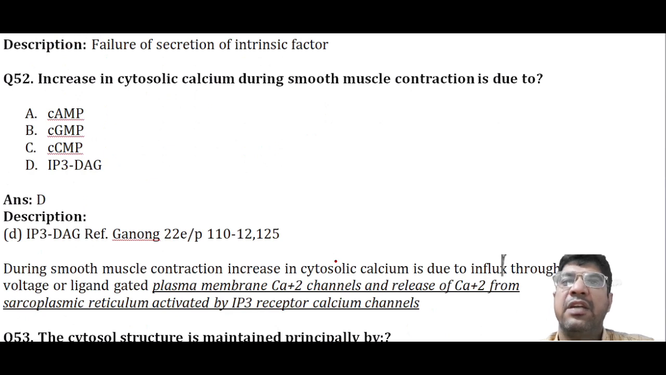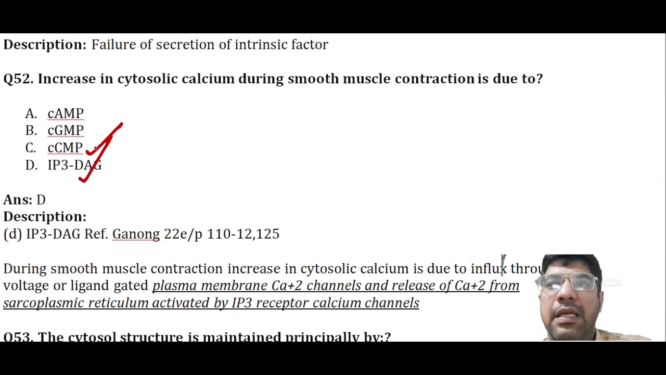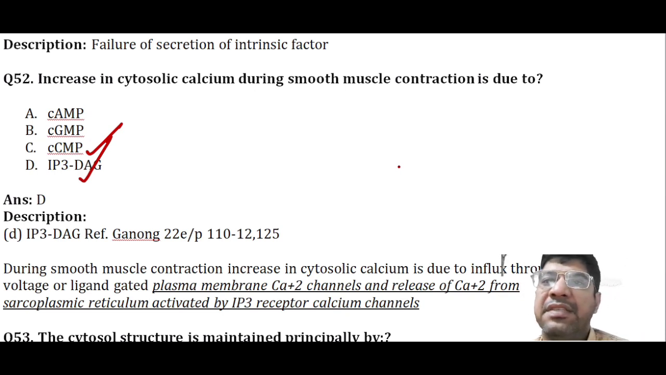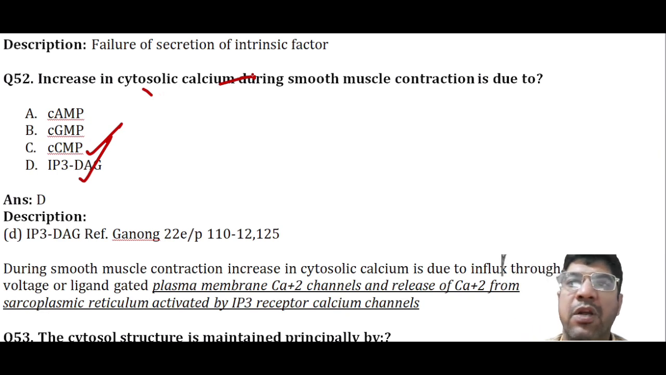Increase in the cytosolic calcium during smooth muscle contraction is due to IP3 and DAG, that is inositol triphosphate and diacylglycerol. So in smooth muscle contraction, the increase in the cytosolic calcium plays a crucial role. This increase in the cytosolic calcium occurs due to two mechanisms.